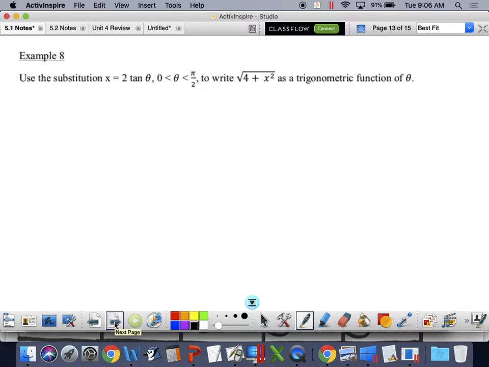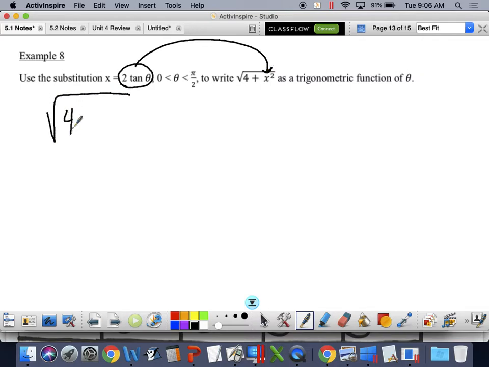All right, we have 2 more examples as part of this note sheet. Example 8 says, use the substitution that x is equal to 2 tangent theta, where theta is somewhere between 0 and pi over 2, or 90 degrees, to write the square root of 4 plus x squared as a trigonometric function of theta. Whew, that was a mouthful. All this is saying is we're going to restrict theta. We have two different variables we're working with here. We're going to restrict theta to be somewhere in quadrant 1, which is going to allow me to apply this function in. So wherever I see an x in this expression, I'm going to plug in 2 tangent theta.